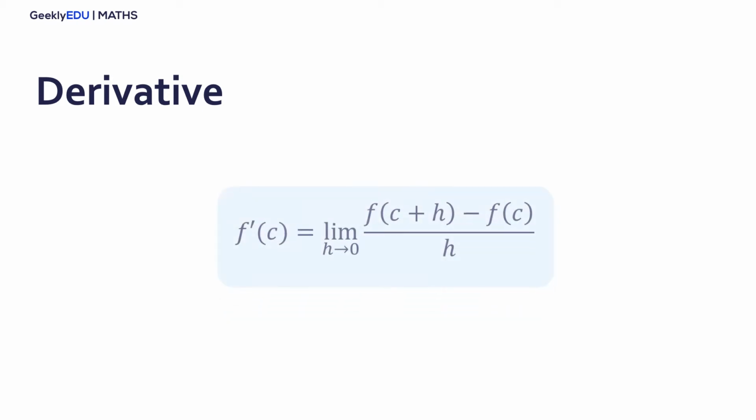Let's make a quick review. The derivative of a function is another function that describes the rate at which the dependent variable changes with respect to the independent variable, and it is represented by the limit when h tends to 0 of the function evaluated in a point c plus h minus the function evaluated in the same point c, all of this divided by h.